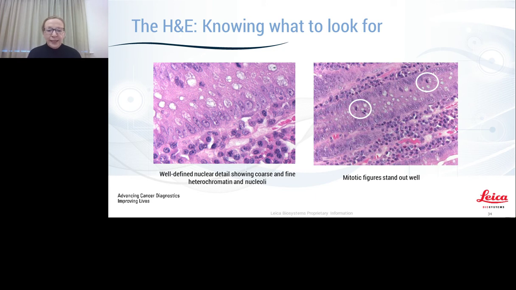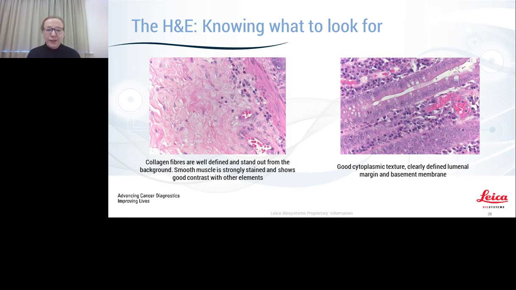So there are some key things that you would be looking for. You need to look for some well-defined nuclear detail that shows both coarse and fine heterochromatin and nucleoli. Looking for mitotic figures, they should stand out very well in a good stain. Collagen fibres, both coarse and fine, should be well differentiated, and a different differentiation from the smooth muscle. Good cytoplasmic texture. Look at the luminal margin and look at basement membranes.